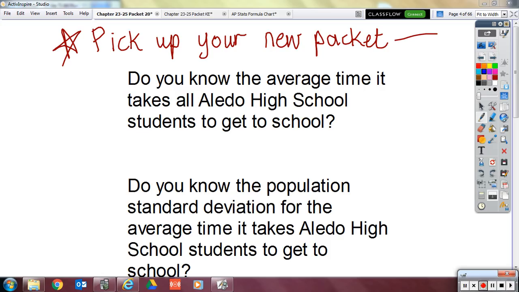Okay, all right, so what was some of the stuff that we did with proportions? What mainly was happening? Running a hypothesis test, and what else? Making a confidence interval. Okay, so if I said, do you know the average time it takes all Aledo students to get to school? I would be, do you know that number for all the students?